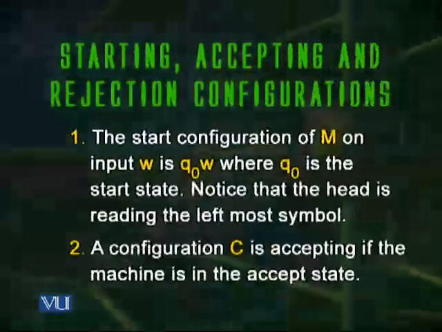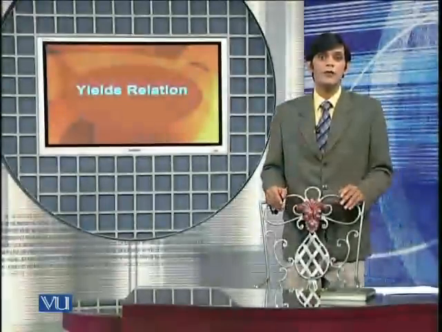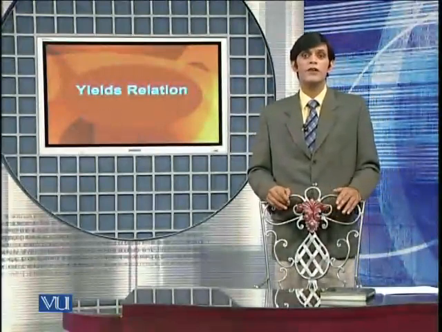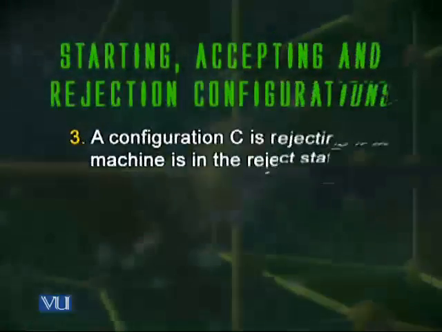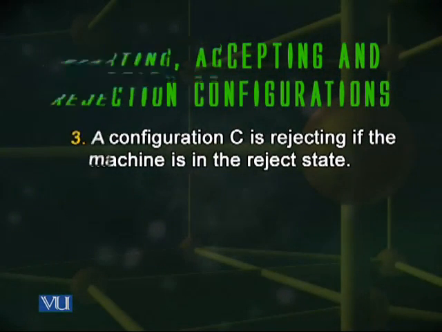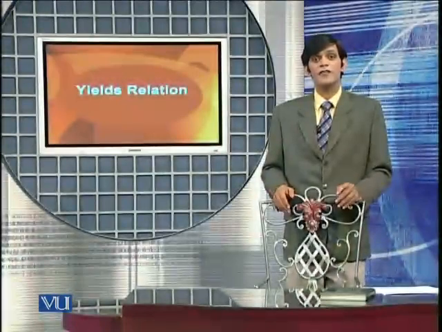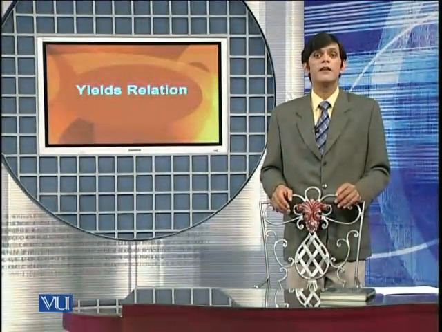Another kind of configuration that is very important is called the accepting configuration. Well, in an accepting configuration, the machine reaches accept state. So any configuration of the form U, QA, V is called an accepting configuration. Another configuration that is going to be very important is called the rejecting configuration. These are all configurations in which the machine has reached a reject state. They have the form U, QR, V.